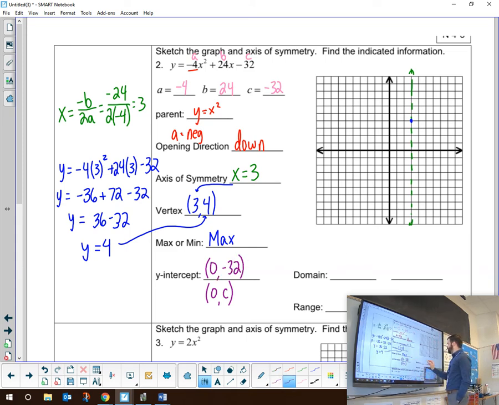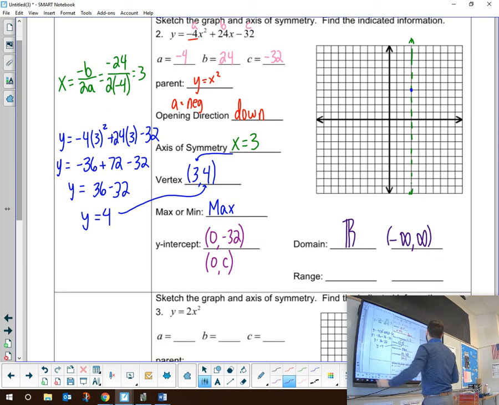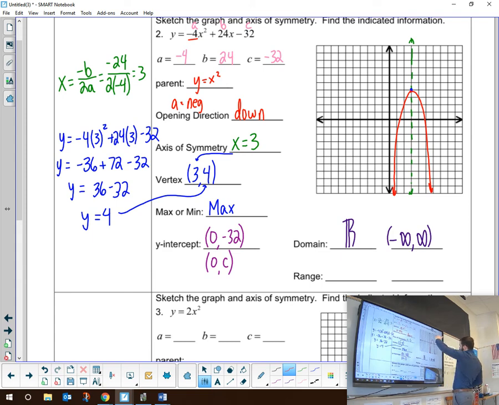Your domain is always just going to be all real numbers, negative infinity to positive infinity, okay? And your range, let me scroll down a little bit so you can see that. My range, let's put my graph on here. If my y-intercept is negative 32, we're going to be going down, and we're going to be going down fast, right? It's not going to hit the y-axis until it's all the way down here. So we're going to be going down this way, okay? And we're going all the way down, domain, always all real numbers, because we're always going out to the right, always out to the left.